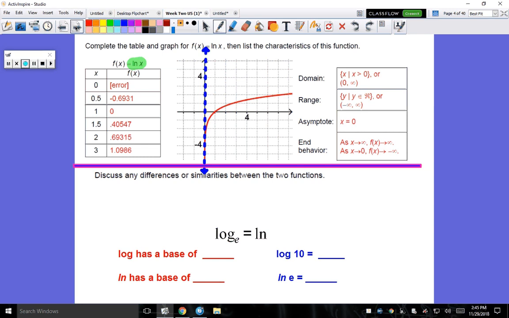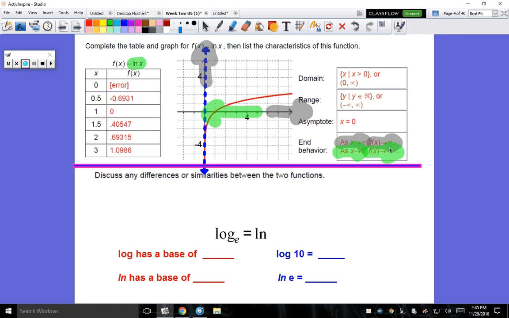Now, let's look at this. As we approach infinity, the graph will still approach infinity. As you go to the right, the graph will increase. As you approach 0, the graph approaches what? Negative infinity. It goes down.